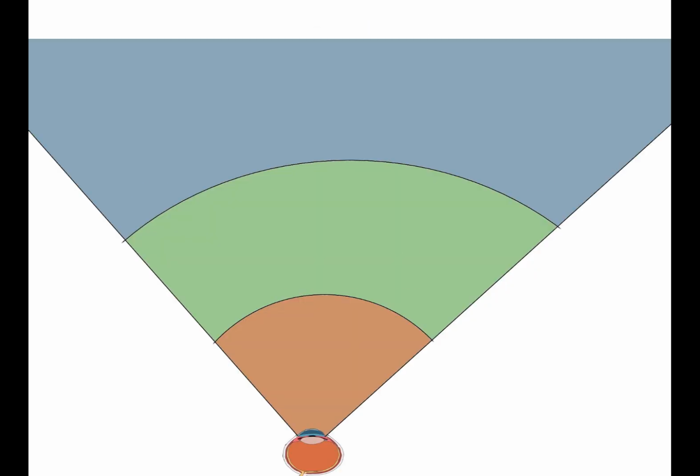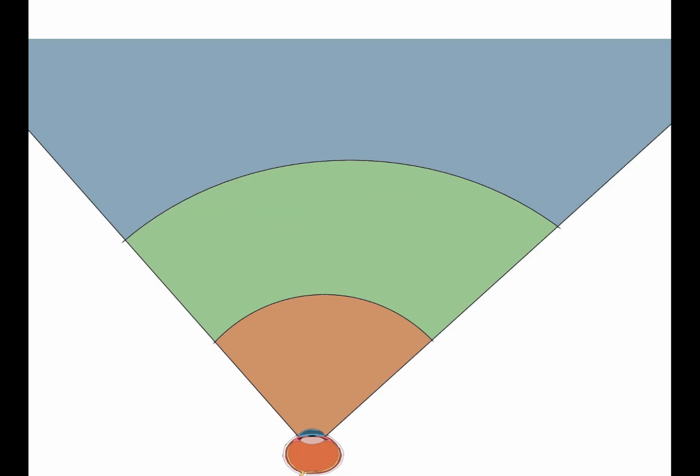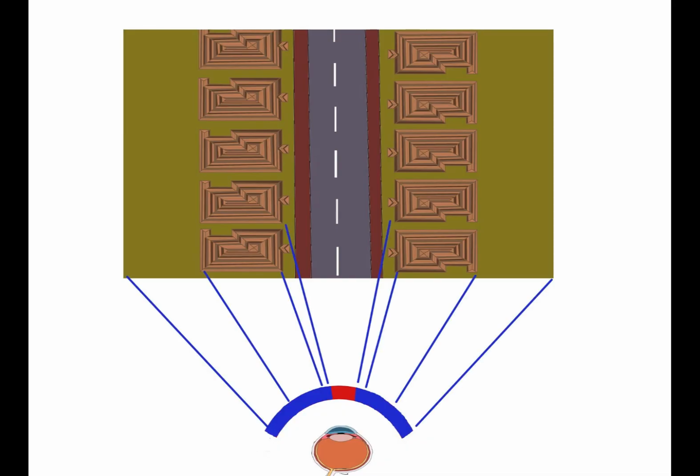You can call these spaces your cones of visual field because from these spaces light will reach your eye. When you see a straight long road, it appears to converge to a point because from all the points in the scene light will reach your eyes. Now imagine there are buildings to the sides of the road. Here is the interesting thing.